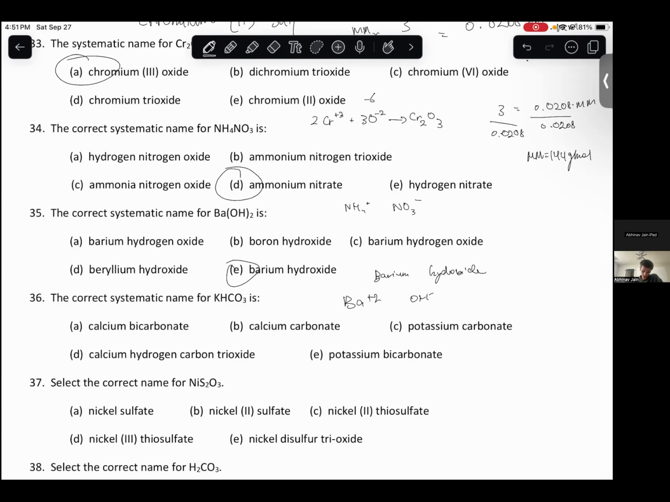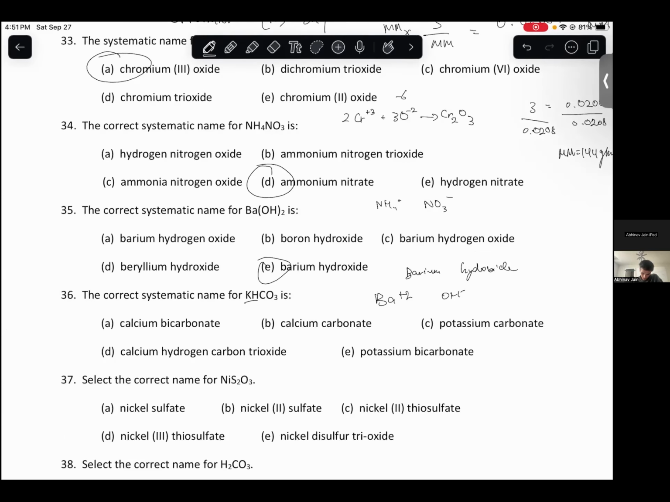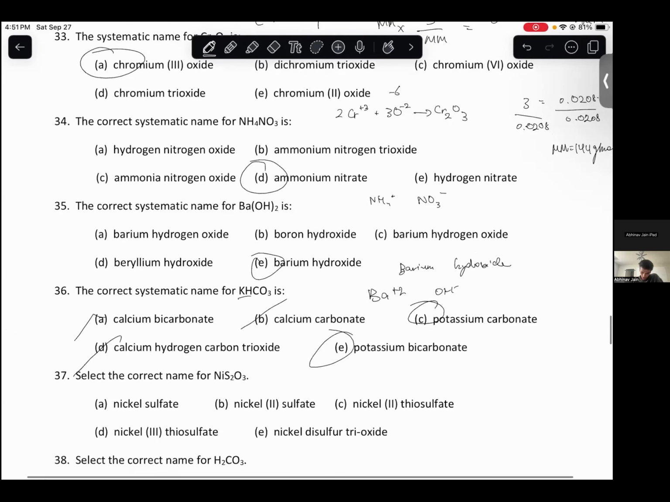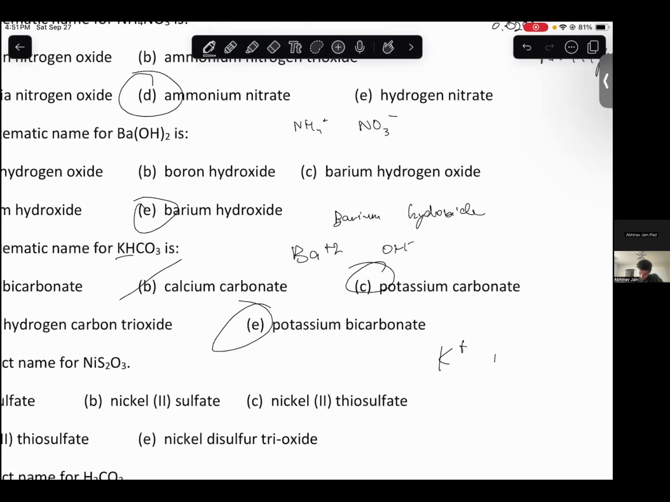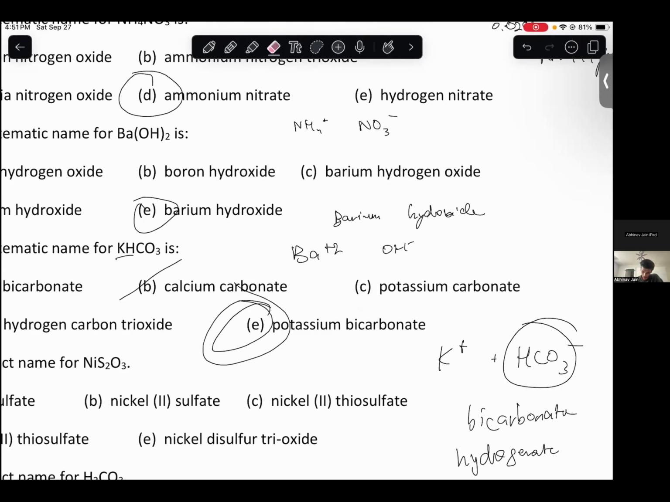36, the correct systematic name for KHCO3. Obviously, this is potassium, so we can eliminate all the other answer choices that have calcium. It's not A, it's not D, it's not B. It has to be either C or E. This is K plus, and then HCO3. This is the bicarbonate polyatomic ion, or also known as hydrogen carbonate. That's consistent with answer choice E, so it has to be E. It's not C because potassium carbonate would just be K2CO3. That'd be the CO3 minus 2. But instead it's HCO3 minus, so it's potassium bicarbonate.